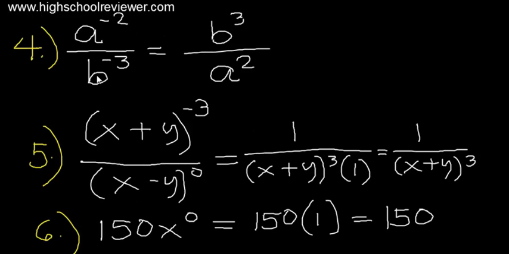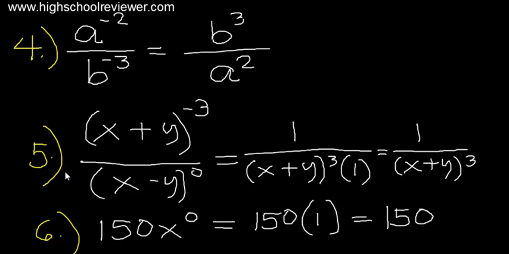For number 4, we have a raised to negative 2 all over b raised to negative 3. So the a and b here will just interchange position with their exponents becoming positive. A will be on the denominator now, and negative 2 will become positive 2. B will be on the numerator, and negative 3 will become positive 3.